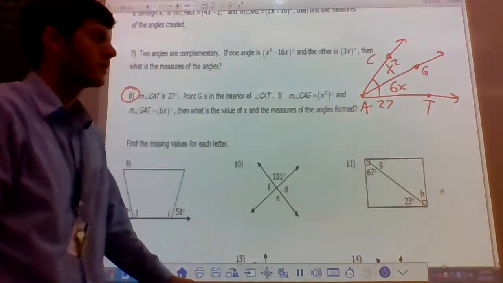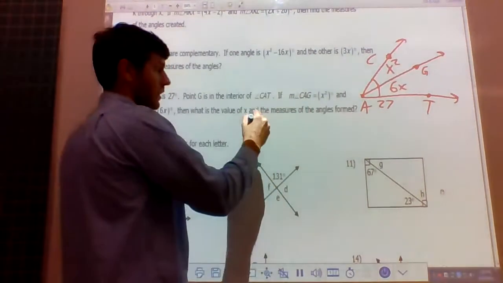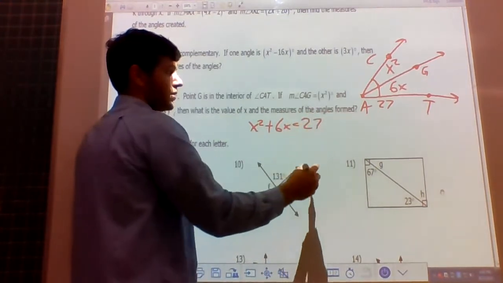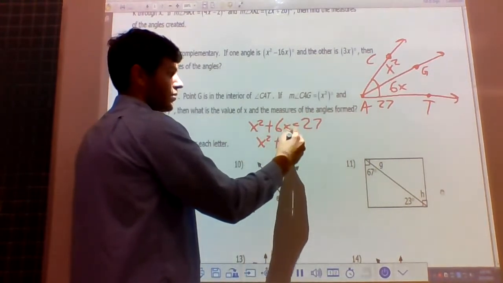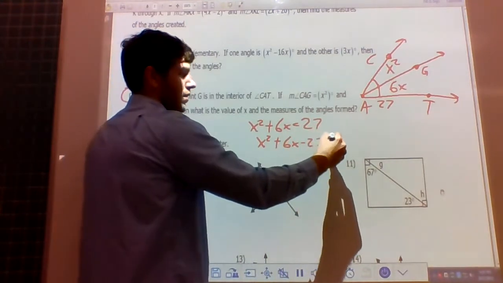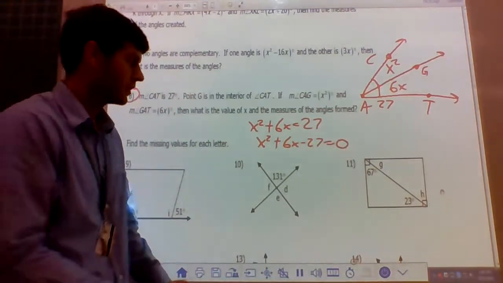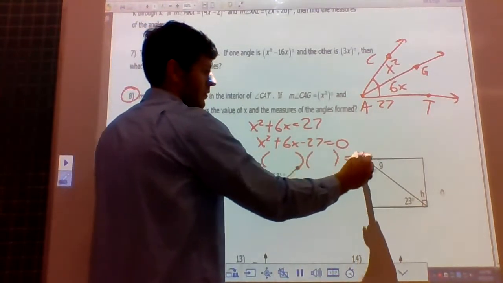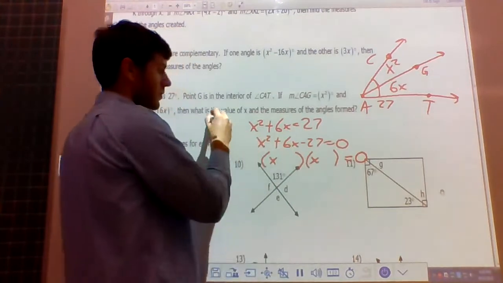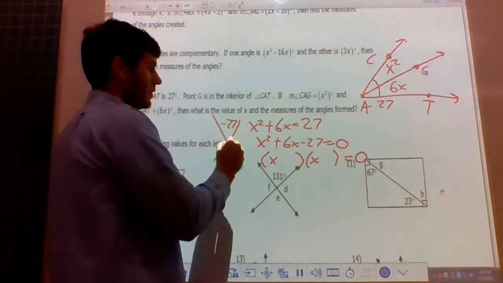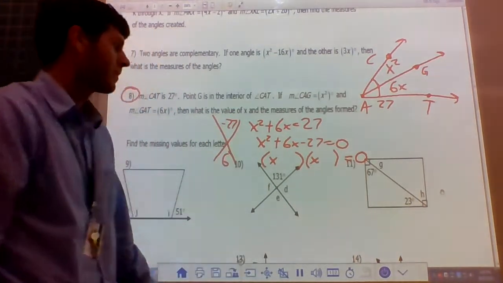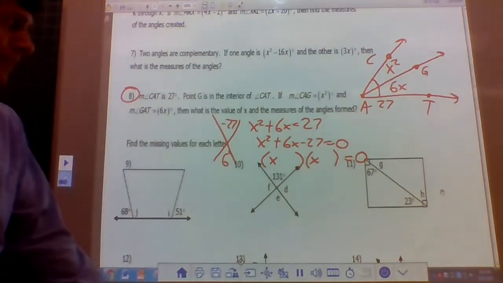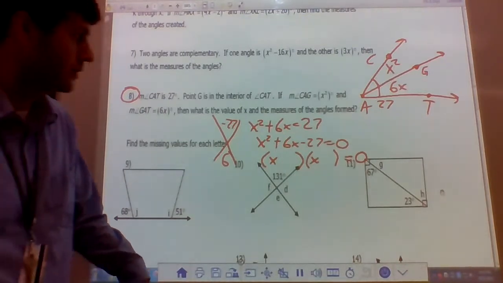Okay. So our equation, we're just doing angle addition, x squared, the two parts, plus 6x equal the whole, which is 27. We can subtract 27 from both sides. And then we can factor again, because we have a quadratic. It's x squared. So we need something that's going to multiply to negative 27 and add to 6. How about 9 and 3? Negative 9 and a positive 9 and negative 3.